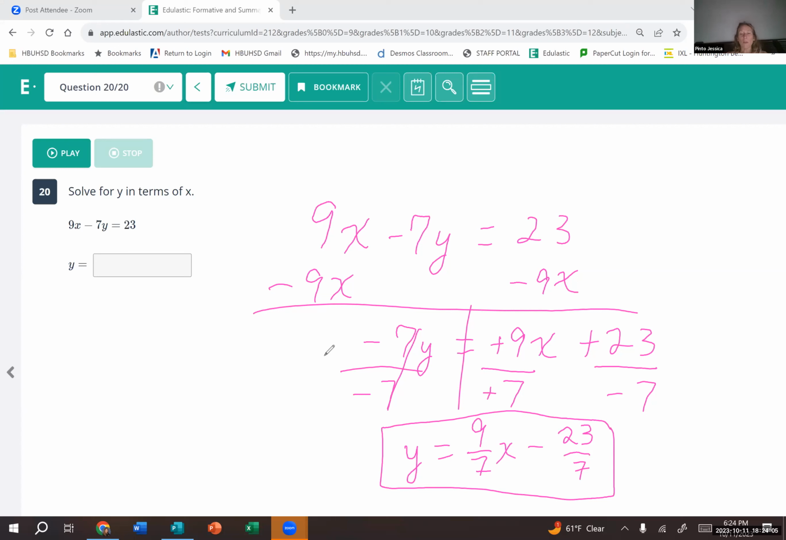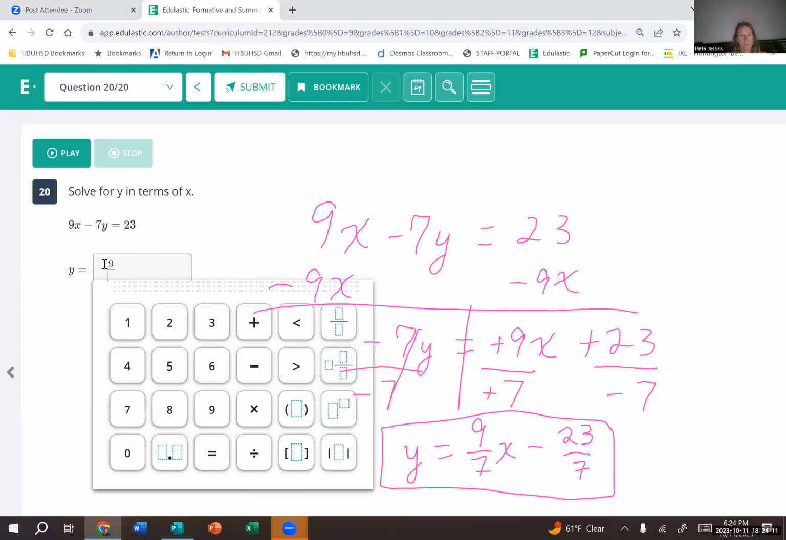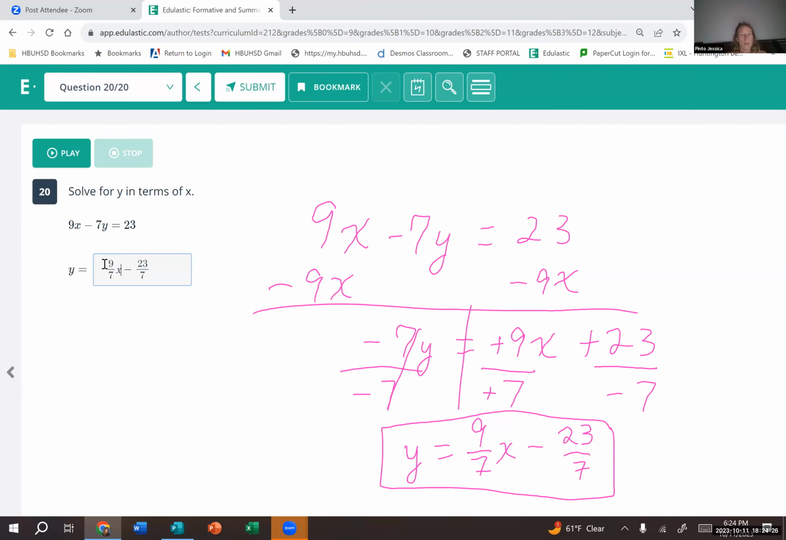So I don't need to type in the y again. I would just need to type in the 9 over 7, and then minus 23 slash 7. Okay. The way that I wrote that x, why is it so big? My caps lock is on. It will mark it wrong with that. So now I'm done.